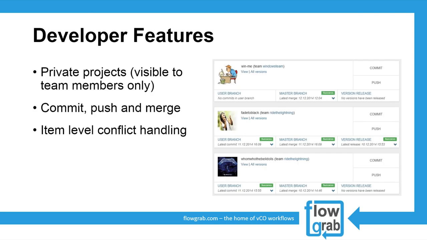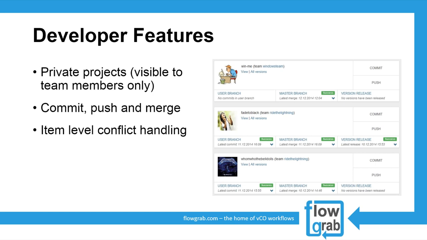Another key focus that FlowGrab provides is a developer community. As I mentioned, it is a versionable source code repository for vRealize content, meaning that developers can store their vRealize workflows there in source code format. For developers, it also allows creating private projects. This is a subscription-based feature, which hides your project from the public and makes it visible only to team members. So, for example, during the development phase, you can keep your project private, and if you are done and want to share it with the rest of the world, you can make it public.